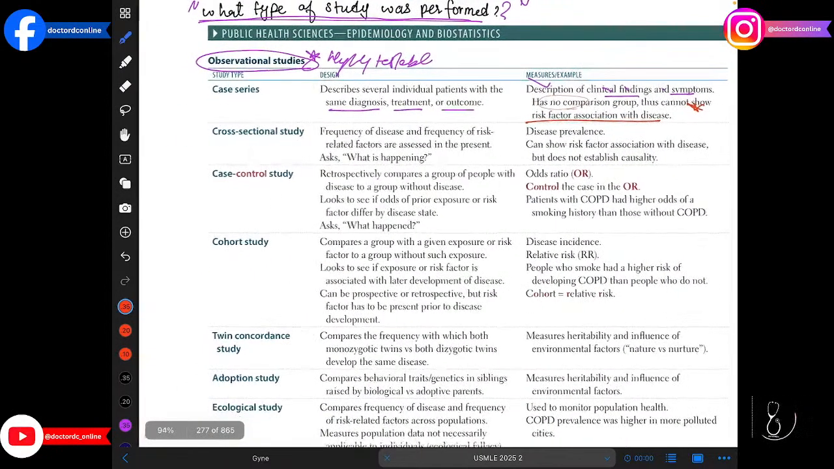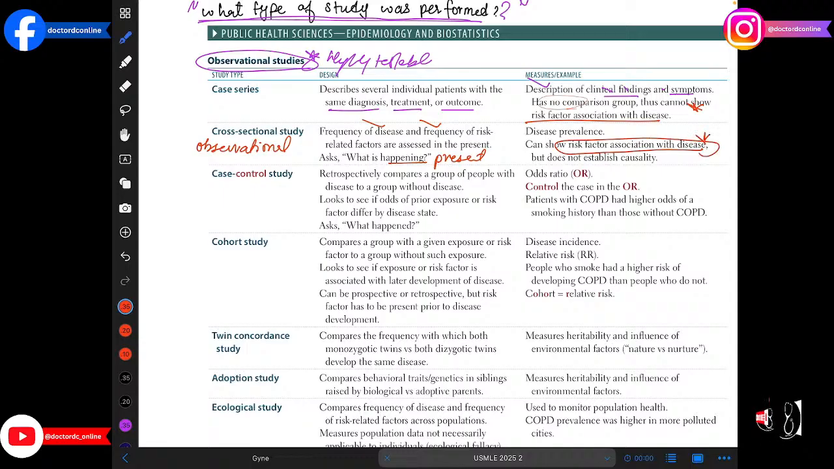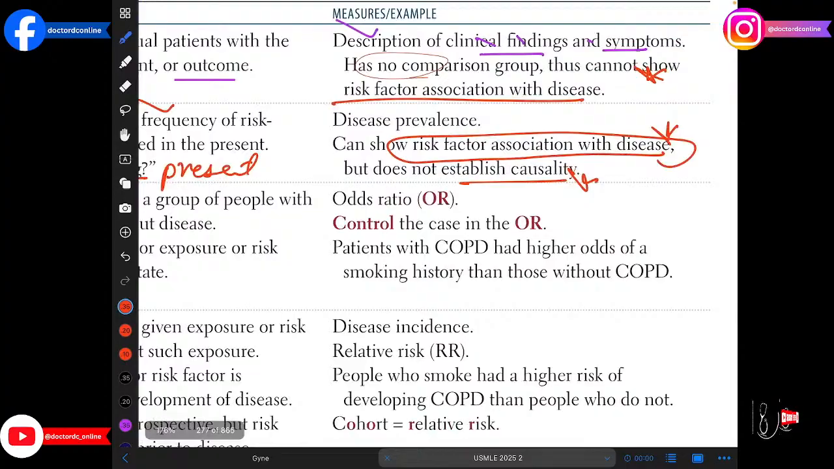A cross-sectional study is purely observational and it asks what is happening at this exact point in time. Because it takes place in the present time, it collects data from a group of people to assess the frequency of disease and the related risk factors at a particular point in time. It is a snapshot study design. In other words, it gathers data about exposures and outcomes simultaneously. While it can show risk factor associations with disease, it does not establish causality. The characteristic measure for cross-sectional studies is disease prevalence.